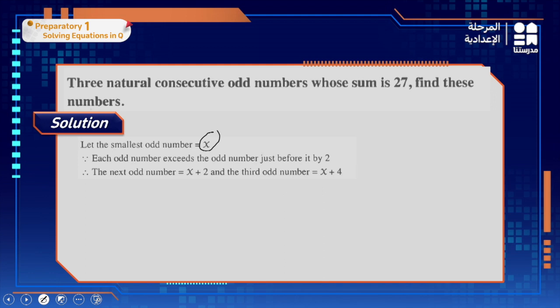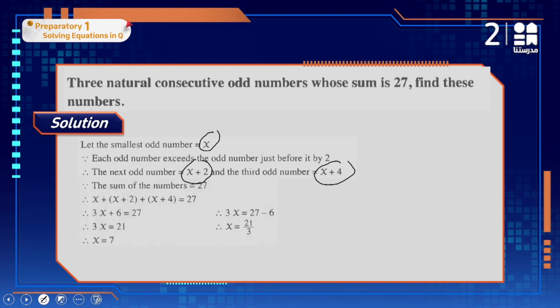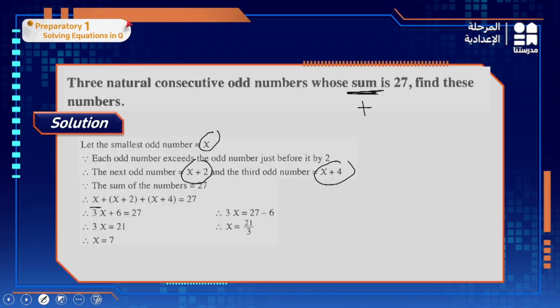The second number will be x plus 2. This x plus 2, add 2 for it. So, it will be x plus 4. So, I have 3 numbers. Now, here the sum is 27. What does it mean? We need to add them. The sum is the answer of an addition equation. So when we add the 3 numbers, which are x, x plus 2, and x plus 4, equals 27.